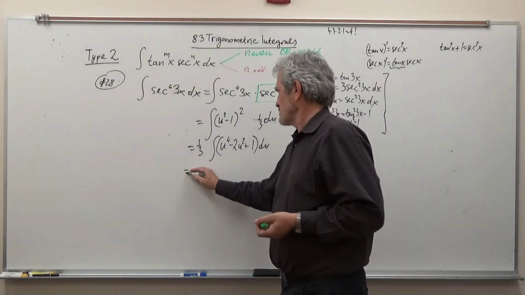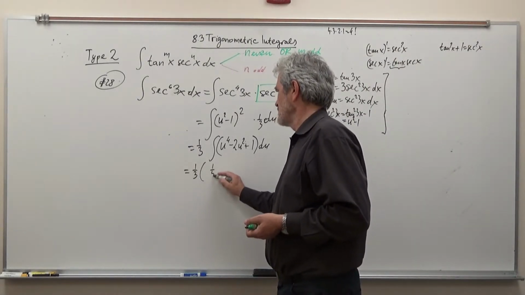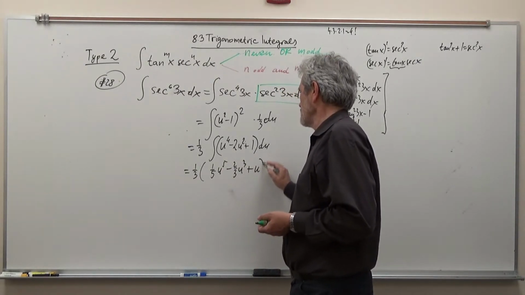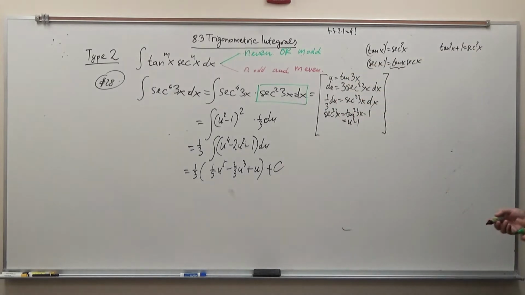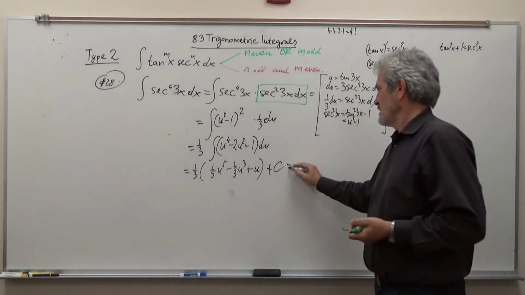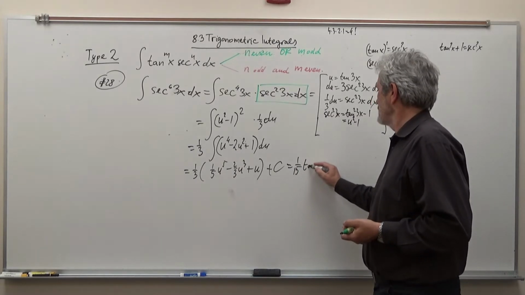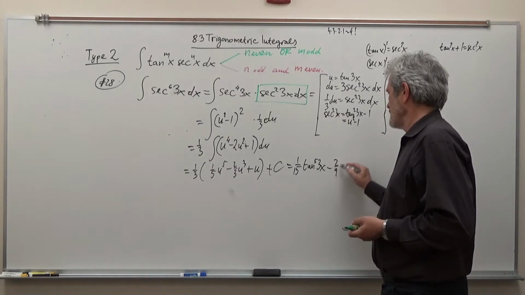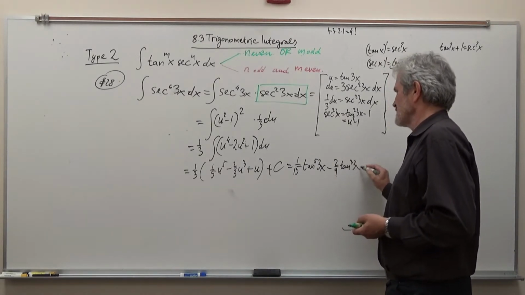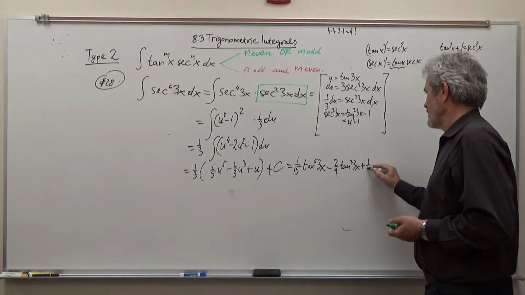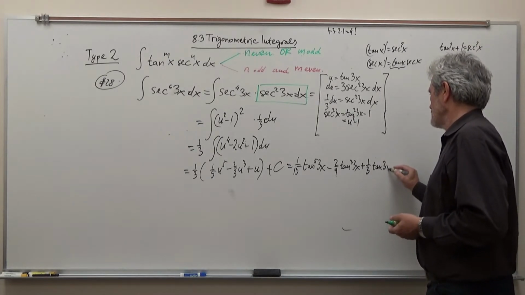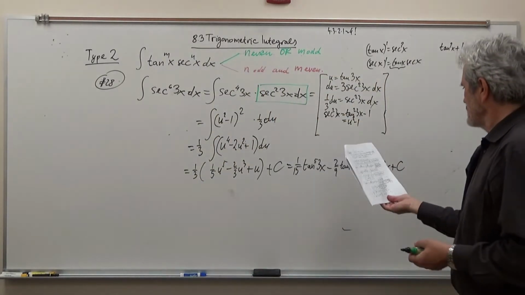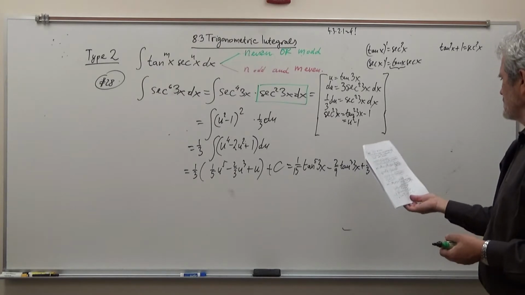And then it's a basic integral: 1/3 times (1/5 u to the 5th minus 2/3 u cubed plus u) plus c. We plug it back and we get 1/15 tan to the 5th 3x minus 2/9 tan cubed 3x plus 1/3 tan 3x. Let's check the trivial calculation, 1/3 times 2/9.